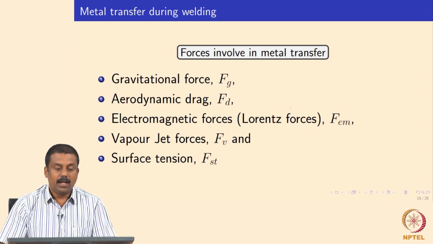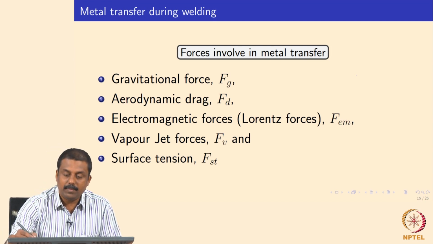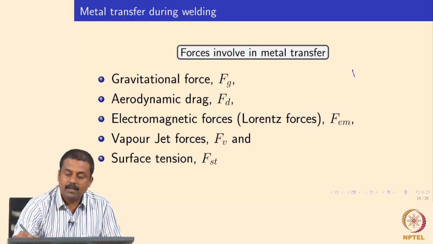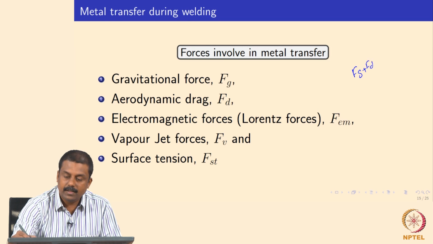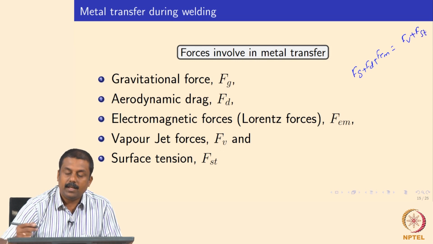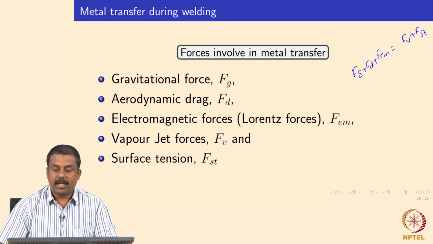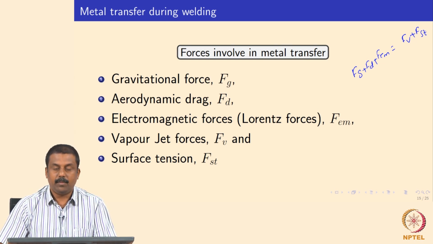electrode tip. So obviously the force balance is Fg plus Fd plus Fm, and if that equals your vapor forces and the surface tension, then you will have a stagnant droplet because the detaching forces are equaling the opposing forces. So your droplet will be in equilibrium, but if any one of the forces exceeds, obviously you will have either detachment or opposing the detachment.